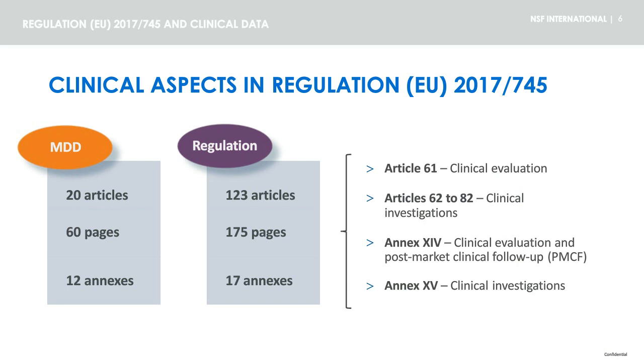When we compare the numbers of articles and annexes in the Medical Device Directive with the ones in the regulation, we can see that they have greatly increased. And this increase can be only partially explained by the incorporation of the active implantable Medical Device Directive. The regulation has in total 123 articles and 17 annexes, a large extent of which deals with requirements on clinical data. Here I have listed the most important ones.